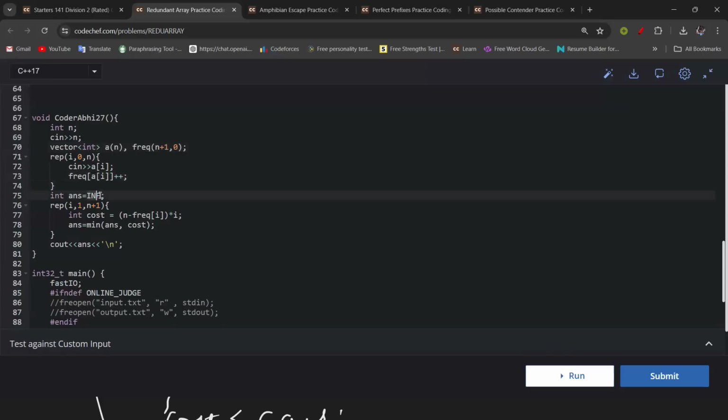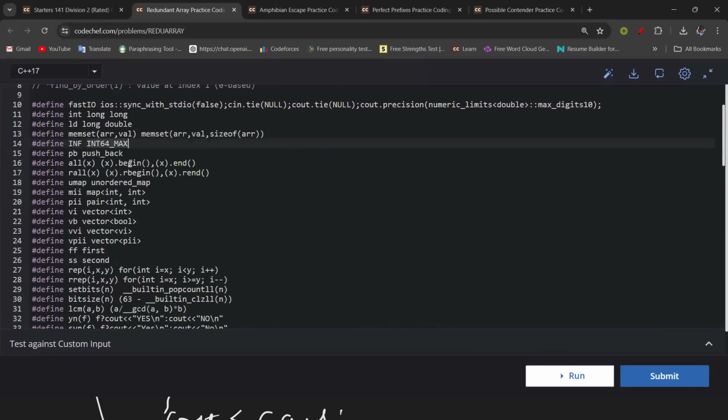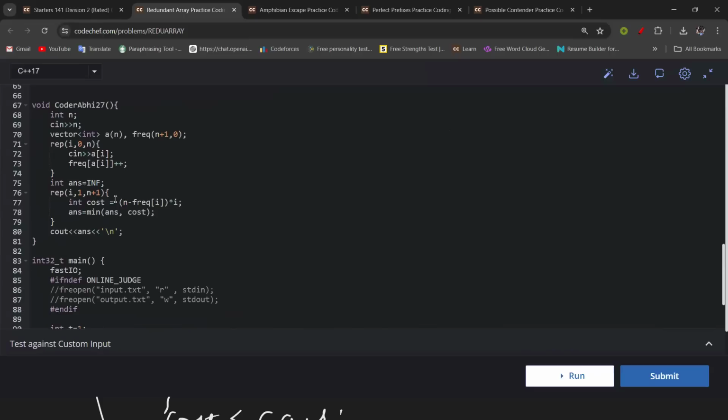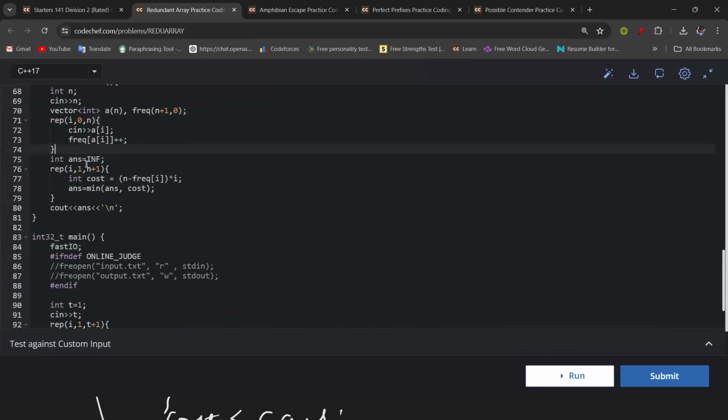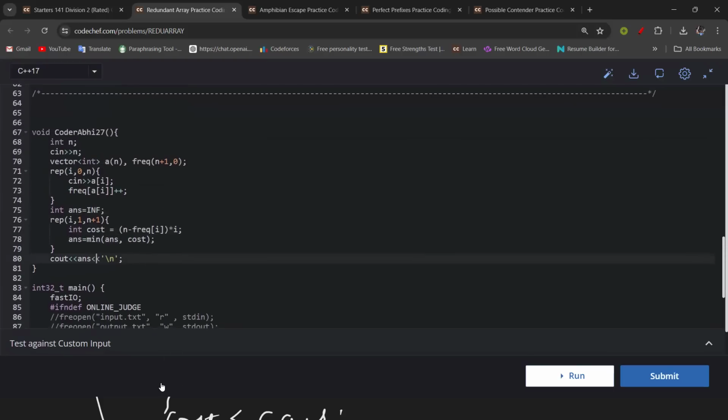Now we'll initialize answer with infinity. Infinity is actually a big number. In my case it is the 64-bit max, which is approximately 4E18 or something, the greatest long value. You can just take it like 1E9 also, and it would be okay. Just take a big value so that when you minimize it the first time, you get the first value. Now I'll take my cost as n minus frequency of I, into I. I wrote the formula for cost, and then I minimize answer with min of answer comma cost. So let's see how the answer goes. I got it. Okay, so I hope this problem is clear to you.